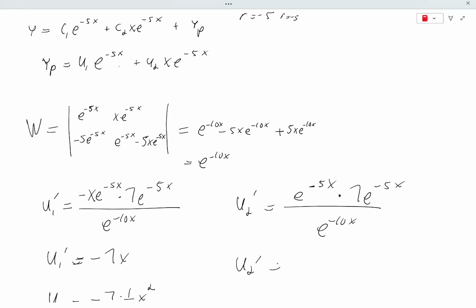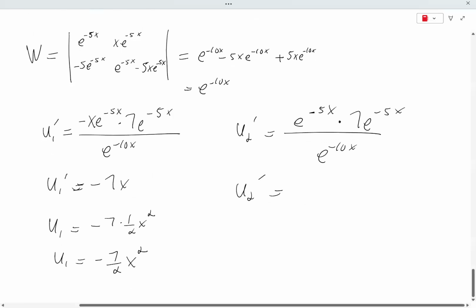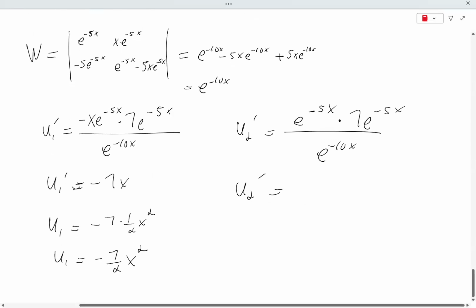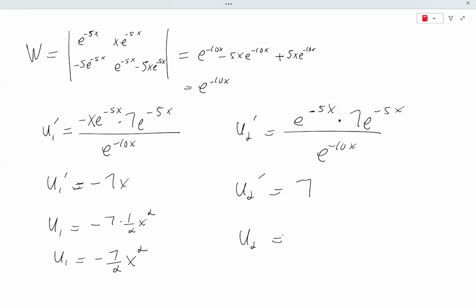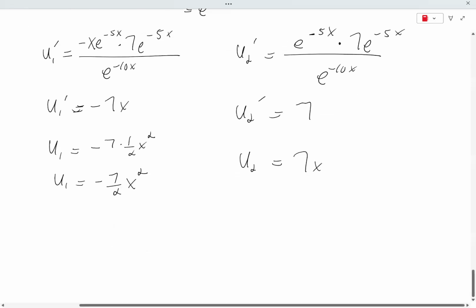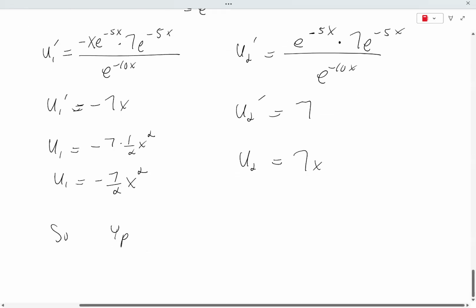So u2 prime, and again, it's nice in this one. They don't have to be nice necessarily. You know, the method gets messier if they're not nice. Okay, but basically then you get 7, right? That'd just be 7 there. So then u2 is equal to 7x, like that. So then we get y sub p then.